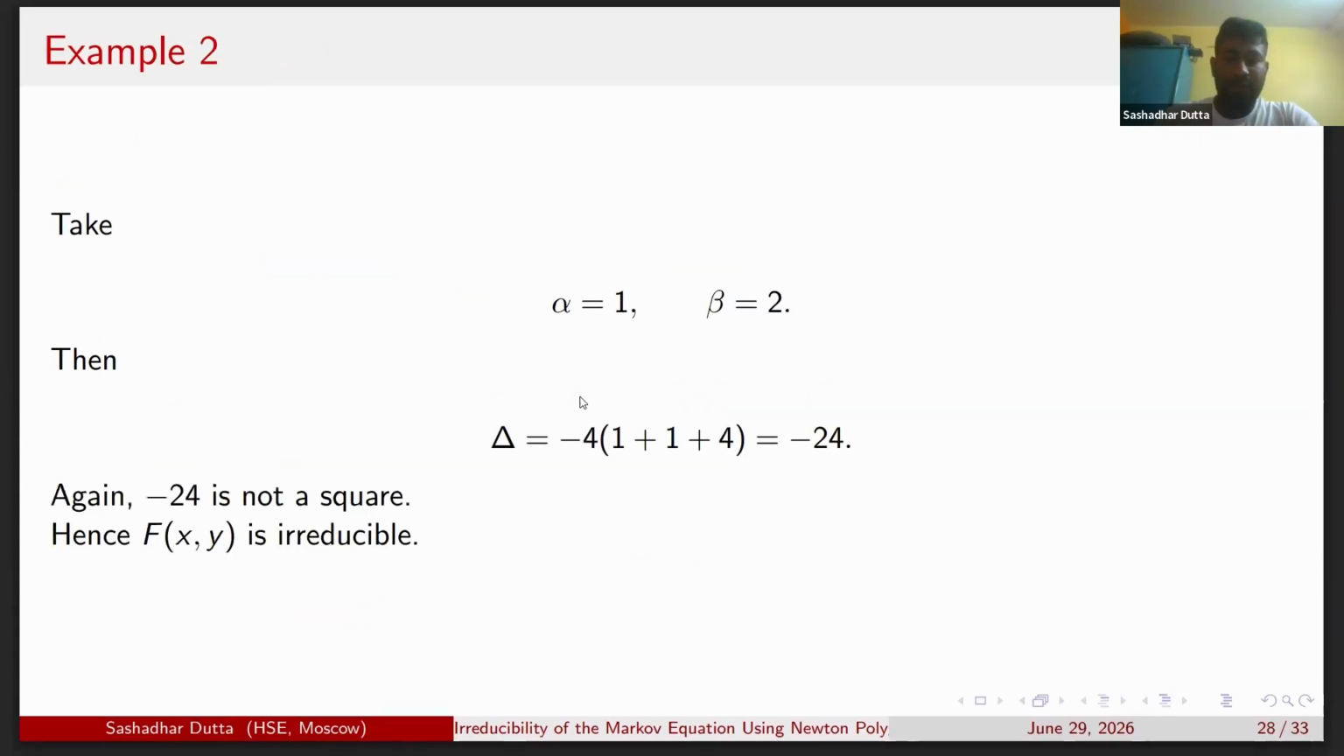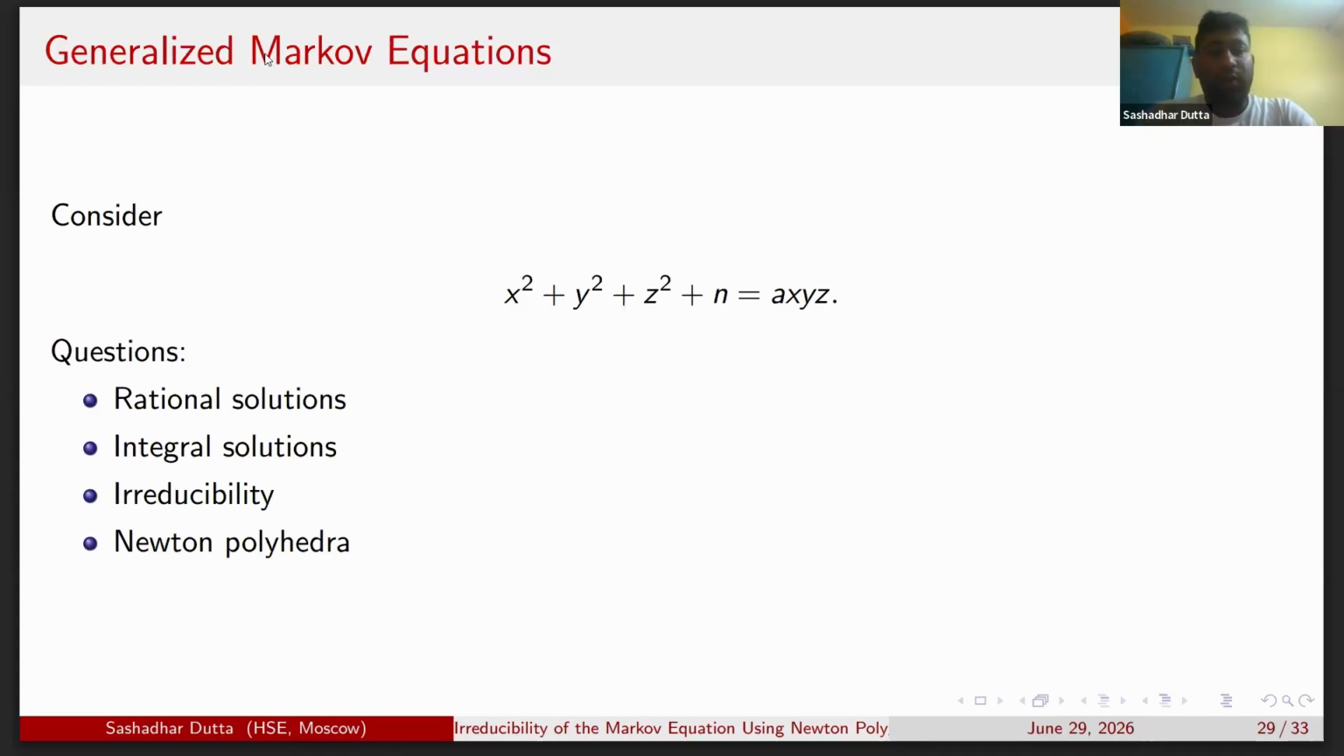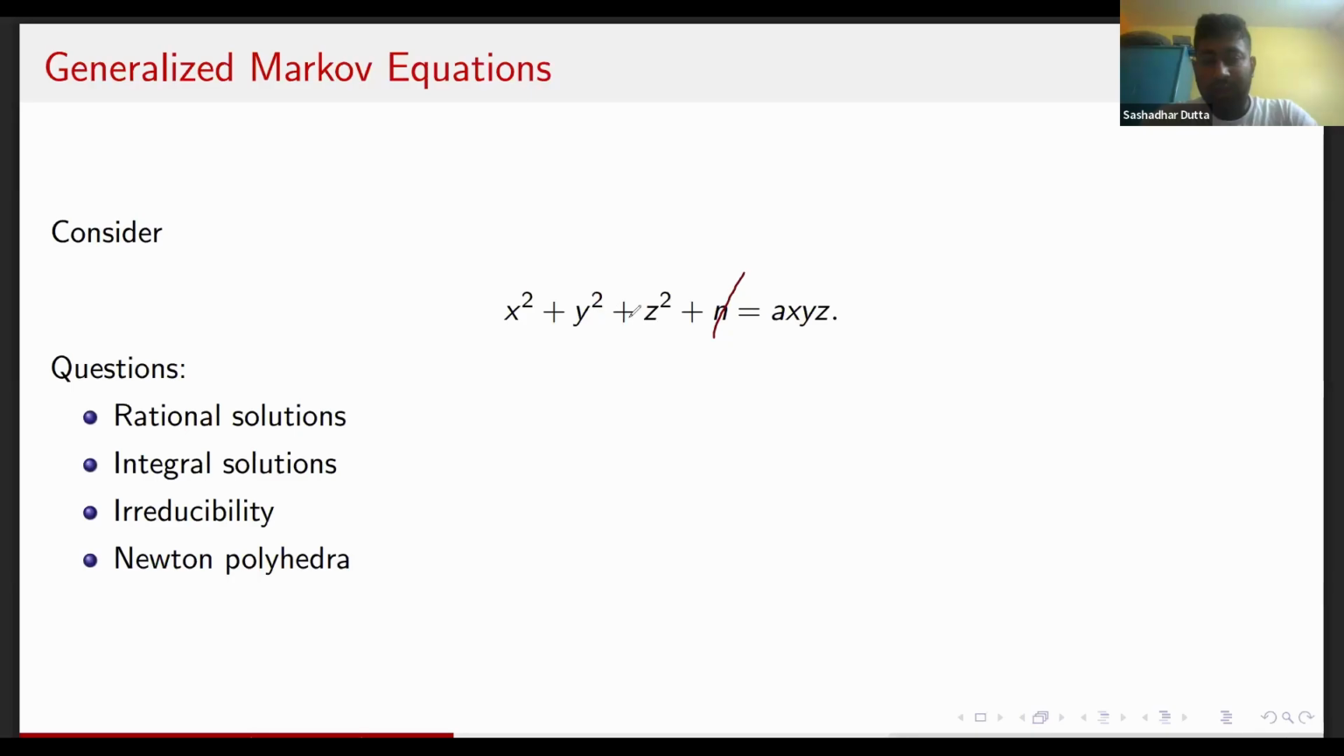Okay. So now I want to discuss the generalized Markov equation. This is some misprint, that is okay. So how does the generalized Markov equation look? It is x1 square plus x2 square plus x3 square up to xn square, and this equals n times x1 x2 up to xn.